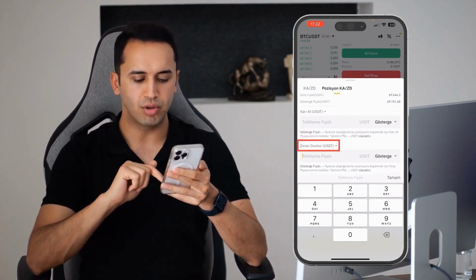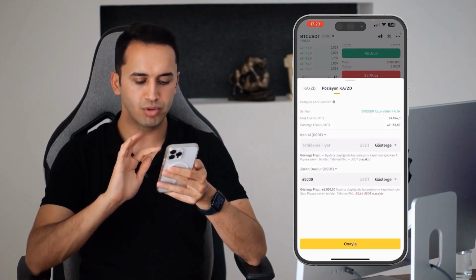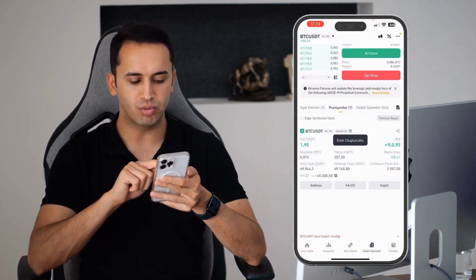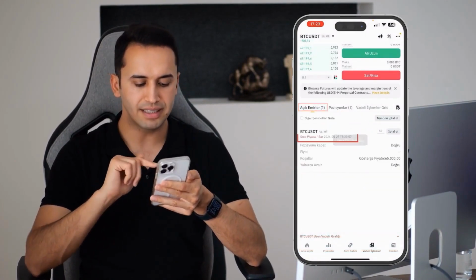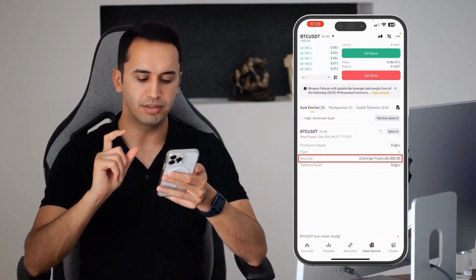Now, I have come to the stop loss section. If Bitcoin drops to $65,000, I will tell it to close my position. I clicked confirm, and I am confirming. Now my open order was 0. Look, it became 1. It said that I set a stop loss. And if the Bitcoin price drops to $65,000, close the position.